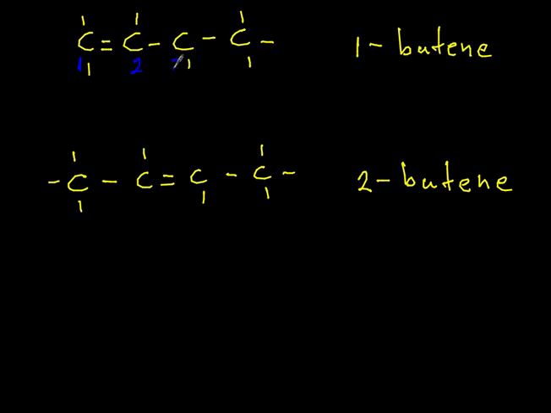We number 1, 2, 3, 4. Very much like our substituents, number with the end closest to the odd thing, in this case the double bond. In this case we'll number 1, 2, 3, 4, and the double bond starts at carbon number 2.